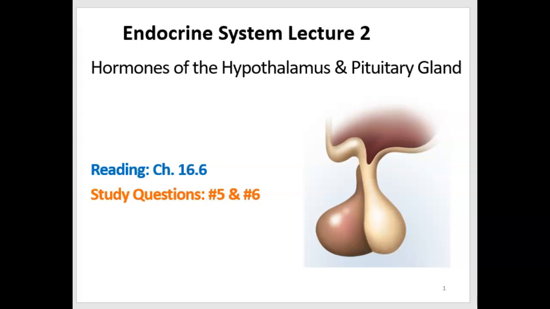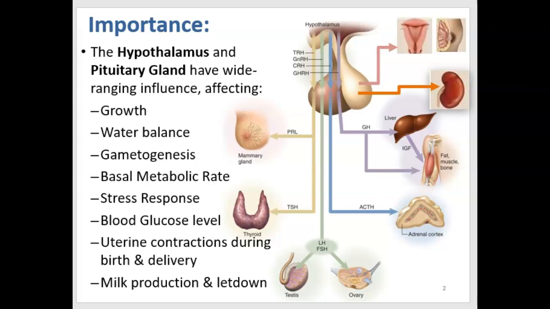In this lecture, I will talk about the hormones of the hypothalamus and the pituitary gland. The hypothalamus and the pituitary gland have the most far-reaching effects of any endocrine organ, and that's because they act together to cause the release of so many other hormones from lots of other glands.